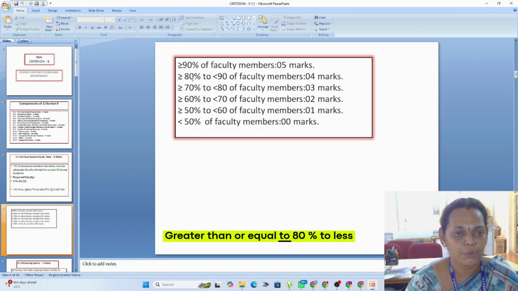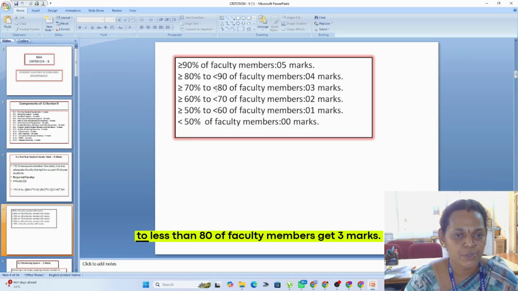Greater than or equal to 80 percent to less than 90 percent of faculty members gets 4 marks. Greater than or equal to 70 percent to less than 80 percent gets 3 marks. Greater than or equal to 60 percent to less than 70 percent gets 2 marks. Greater than or equal to 50 percent to less than 60 percent gets 1 mark. Less than 50 percent gets 0 marks.